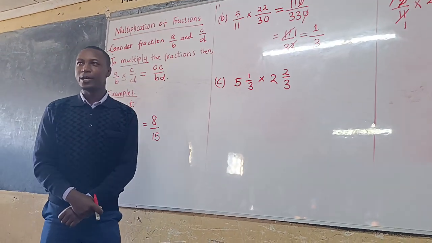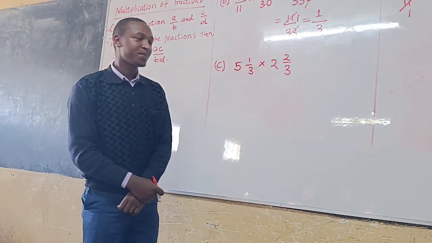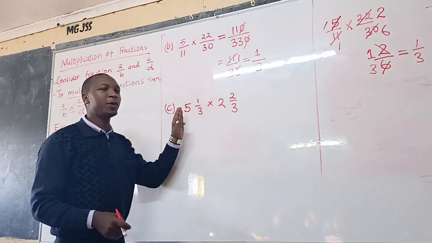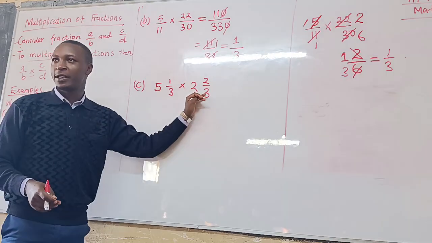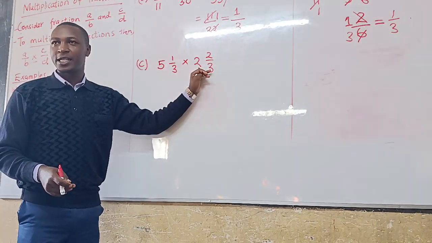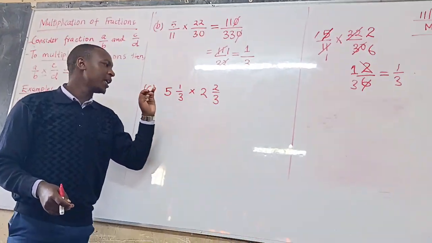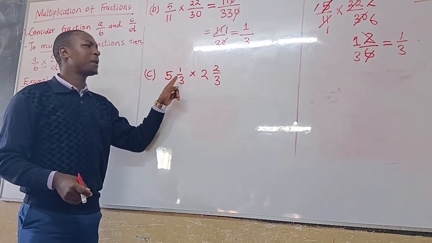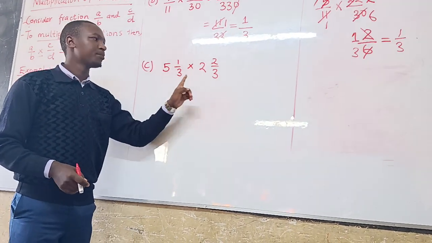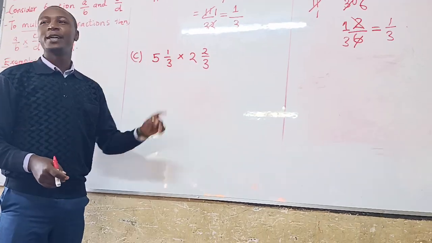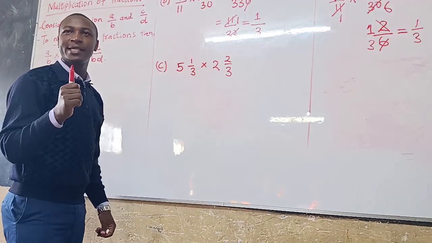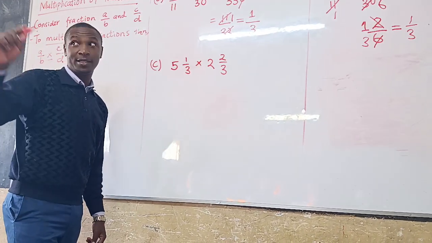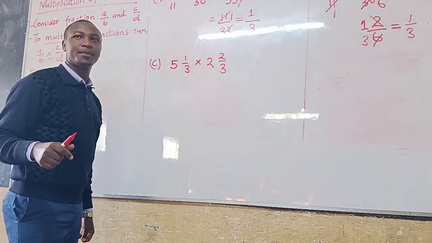Are we allowed? In addition and subtraction, you told me the first thing we do is to add the whole numbers or subtract the whole numbers. But in multiplication, are we allowed to multiply the whole numbers first? What do we do in this case? What is the best thing to do in this case?